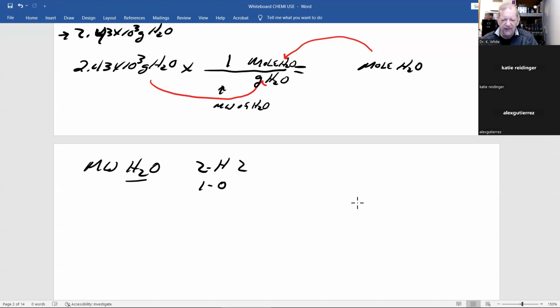So there are 2 hydrogens, and each one has an atomic weight of 1.01. There's 1 oxygen. It has an atomic weight of 16.0. This equals 2.02, plus 16.0. Now, when we add them up, we get 18.02.